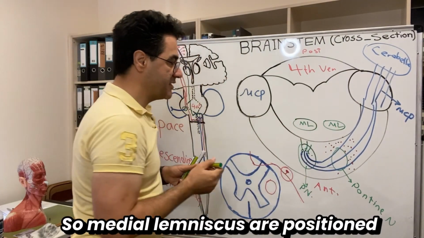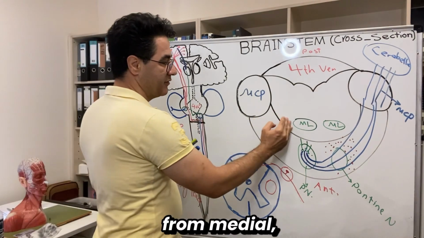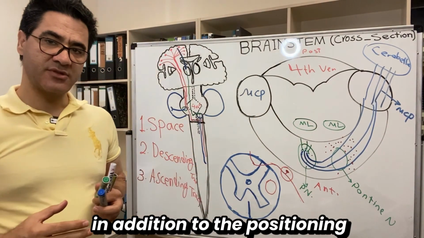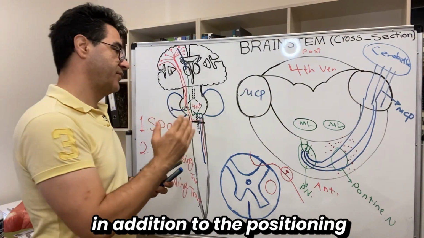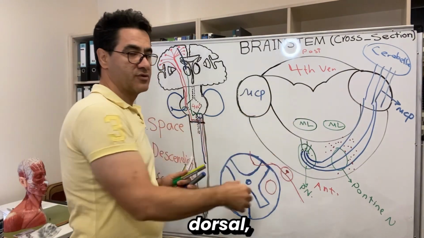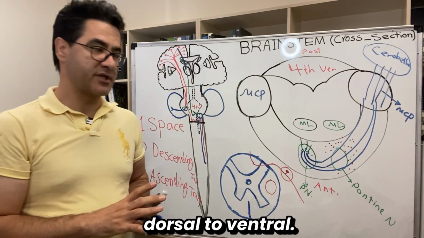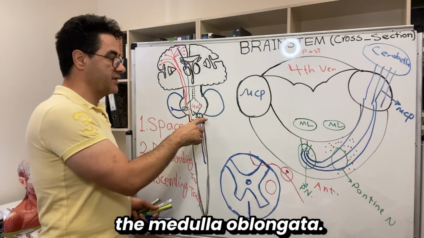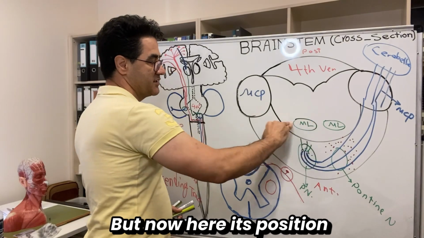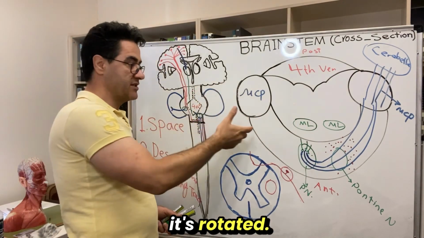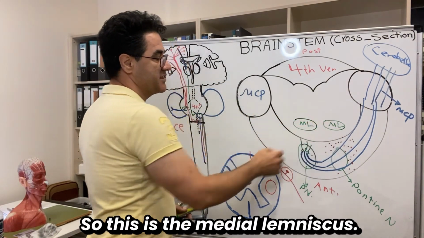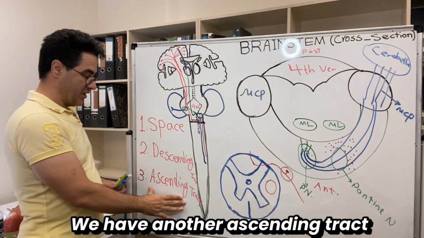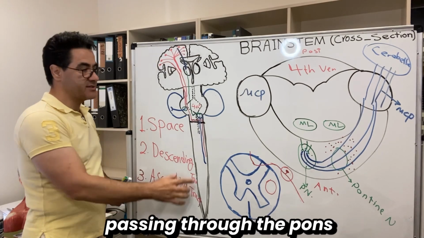So the medial lemniscus is positioned from medial to lateral, in addition to the positioning dorsal to ventral. So it is positioned dorsal to ventral in the medulla oblongata. But now here the position has changed, it's rotated. So this is the medial lemniscus. And what else? We have another ascending tract passing through the pons.